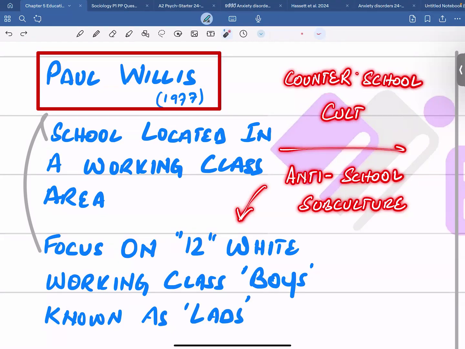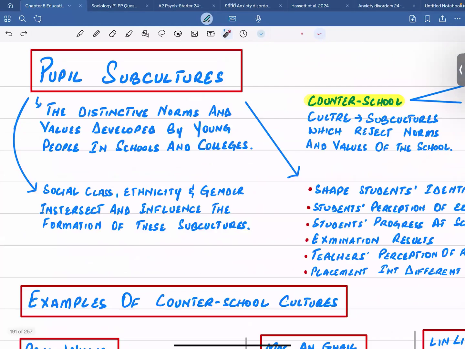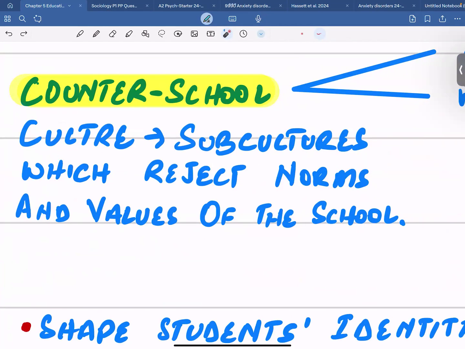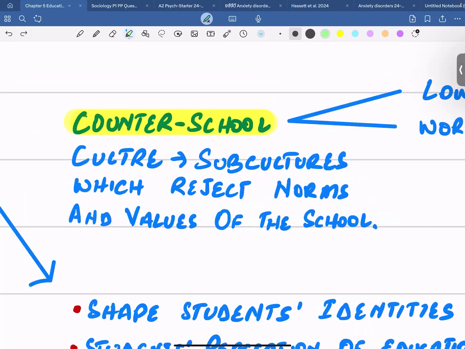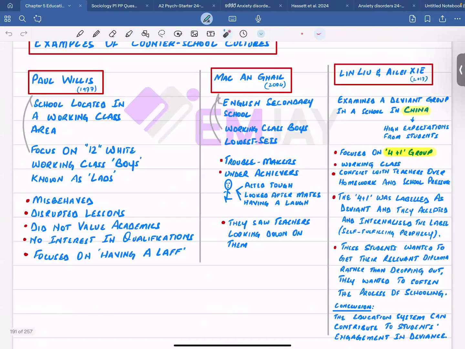When you use the words counter-school subculture or anti-school subculture, this is when you are rejecting the norms and values of the education system. You are rejecting the norms and the values, the unstated, unwritten rules that are expected from students to be followed. So Paul Willis conducted his research in the 1970s. He wrote a book with the name Learning to Labour. This book was published in 1977.